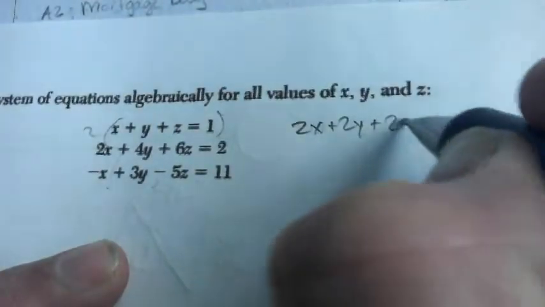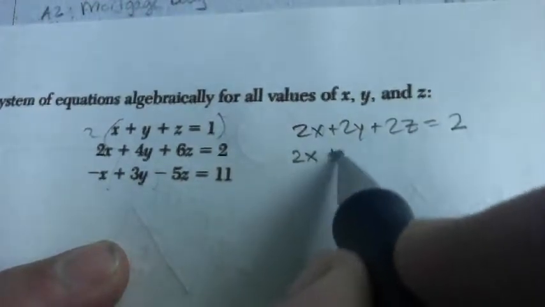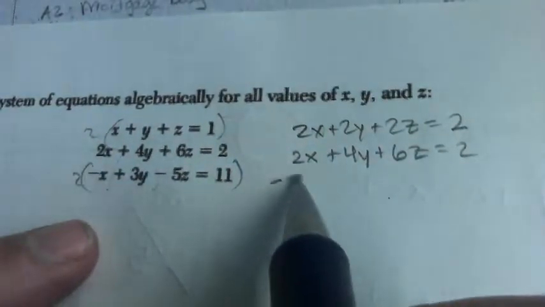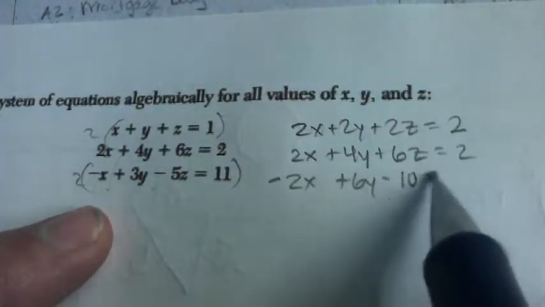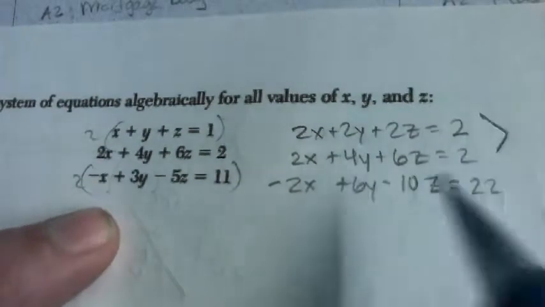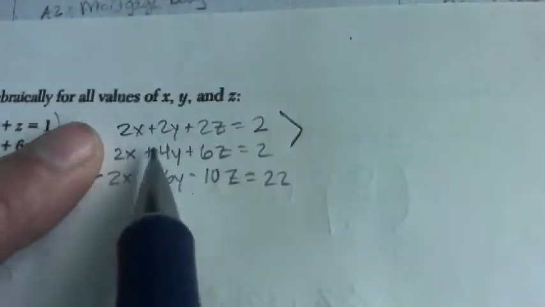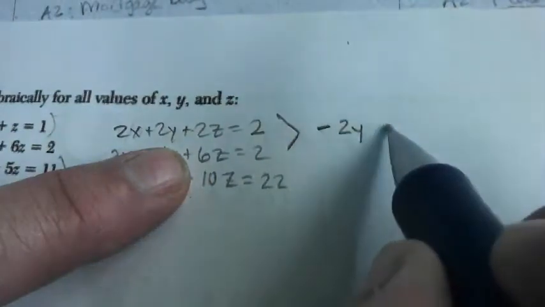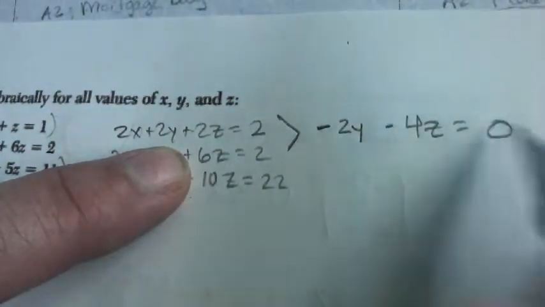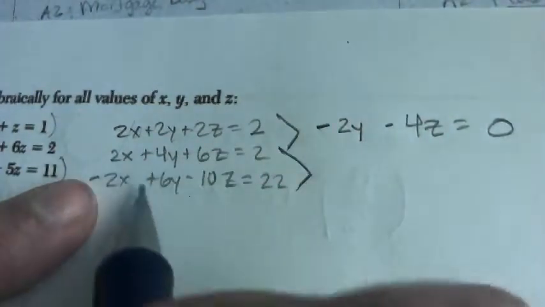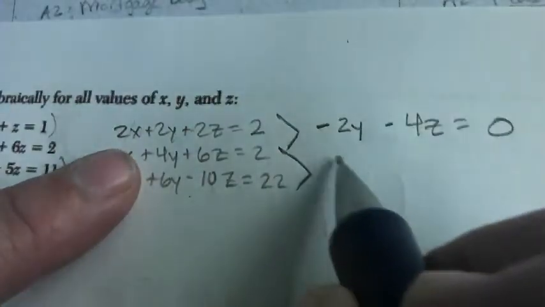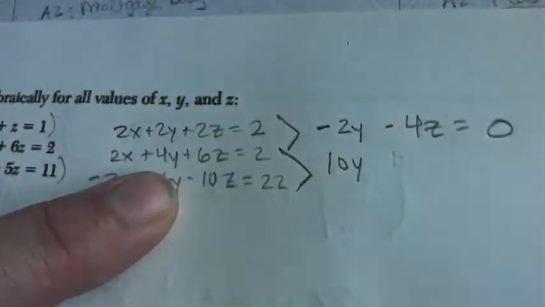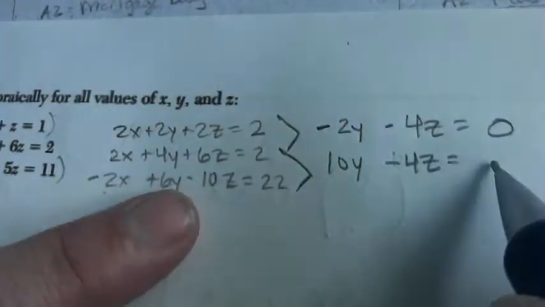2x plus 2y plus... there are obviously different ways to do this. The second one I'm not changing. The third one I'm multiplying by 2 as well. That'll be negative 2x plus 6y minus 10z equals 22. We want to eliminate the x's in the first 2 by subtraction, so that'll be gone. 2y minus 4y is negative 2y. 2z minus 6z is negative 4z, and 2 minus 2 is gone. Eliminate your x's the second time by adding, since opposite signs add. So we get 10y plus minus 6 plus negative 10 is minus 4z, and 2 plus 22 is 24.